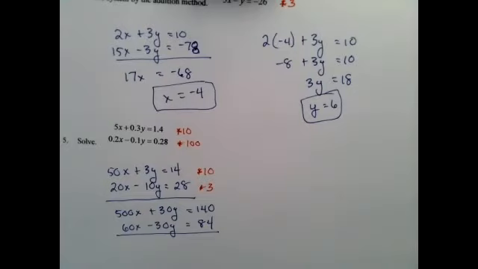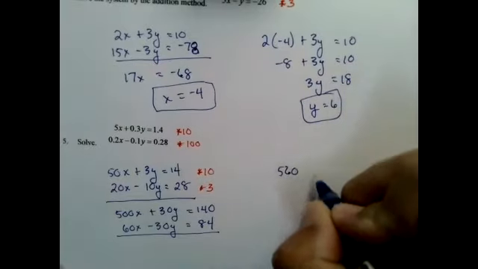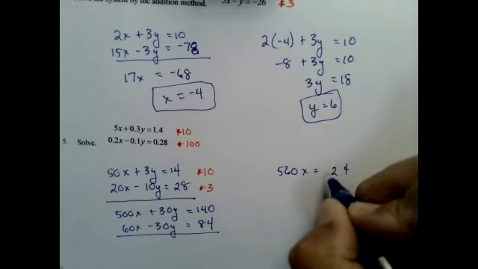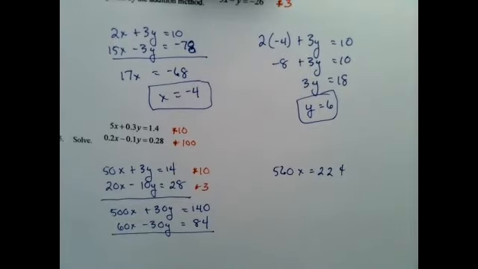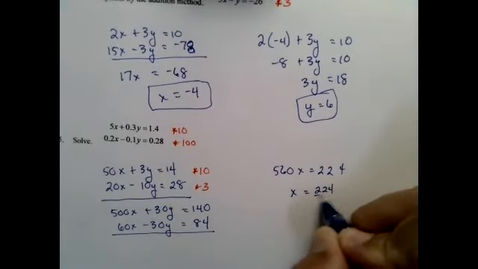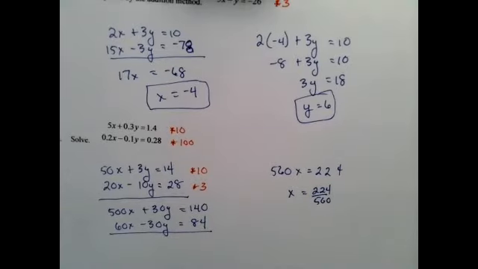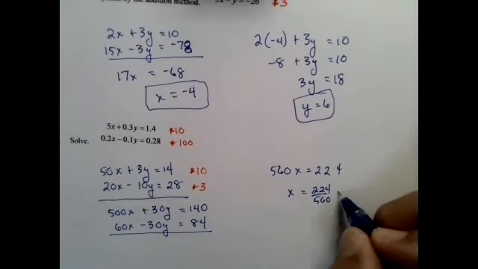60 and 30 and 84. Now I add. 560x equals 224. Well, yeah, I'm allowed to get something that's not a nice number. I can now simplify this, convert it to a decimal. I have a lot of choices.